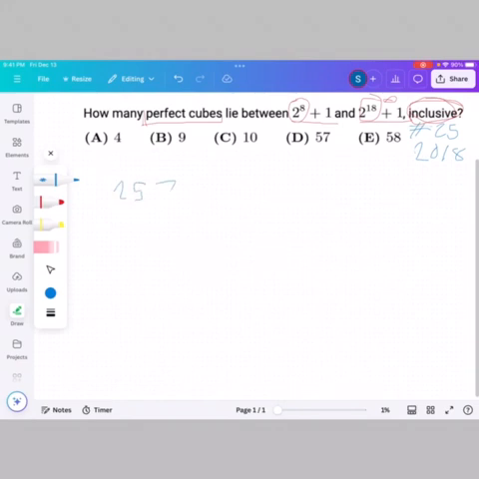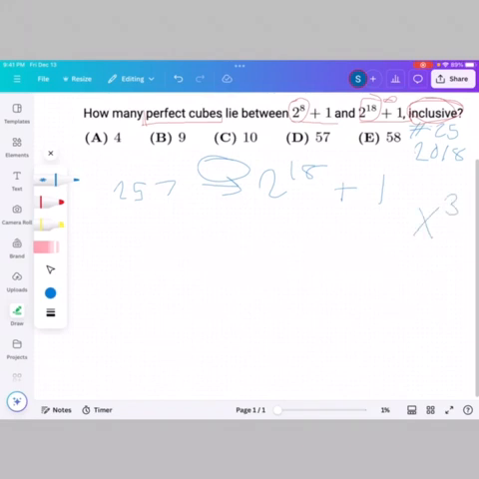Okay, and then we have to find it all the way to 2 to the power 18 plus 1, the perfect cubes in this area. Okay, how are we going to do this? Well, perfect cubes are always to the power of 3, right? They're in the form of x to the power of 3.